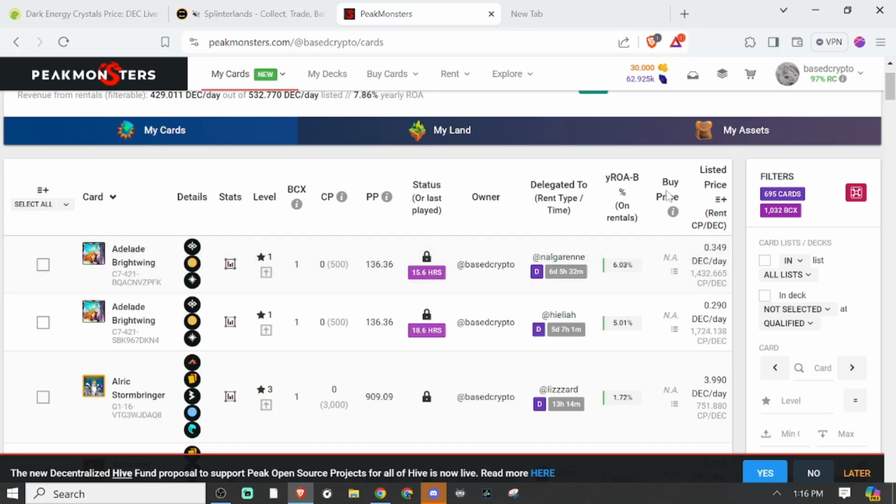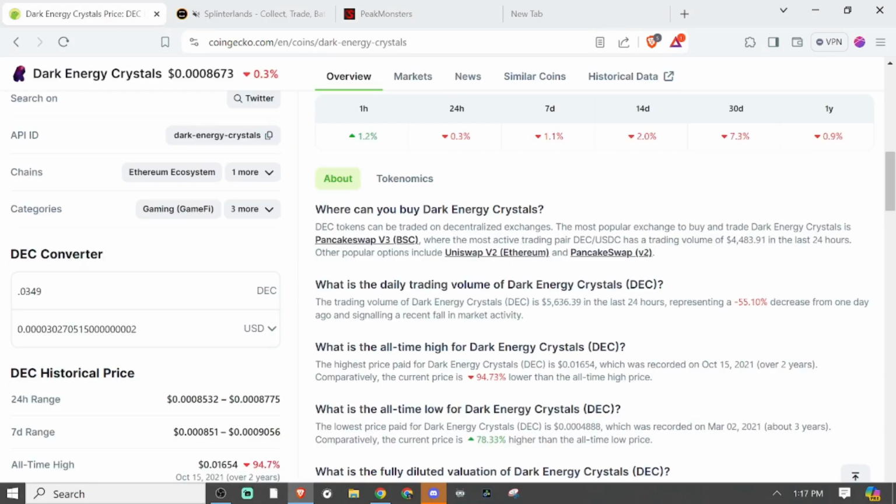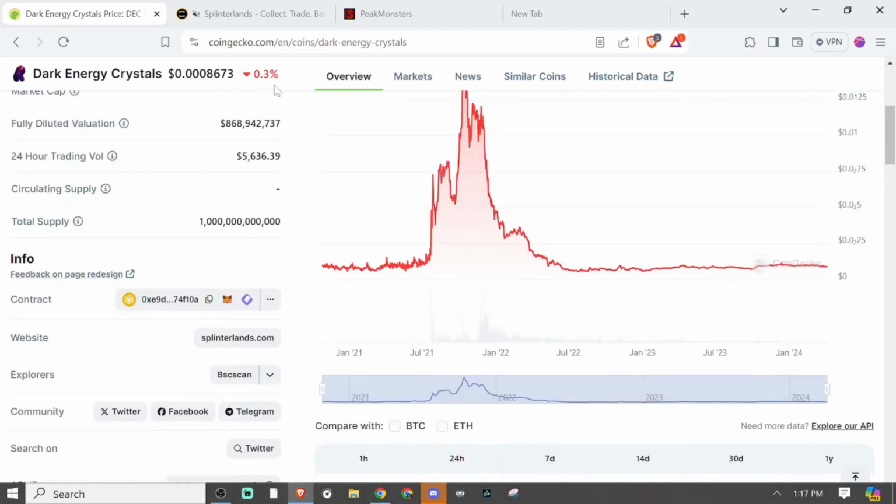How much DEC a day is that? Well, that is just fractions of a penny. Extreme fractions of a penny here. 4 zeros, then a 3, then another 0, right? And that's going to accumulate into crypto millions. And that's why I love PeakMonsters.